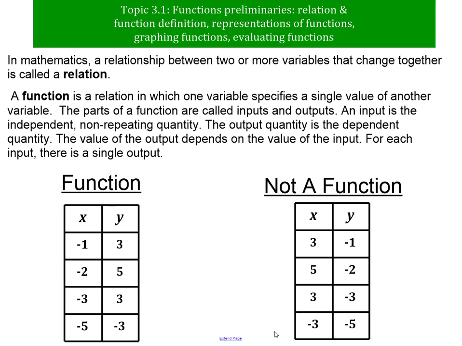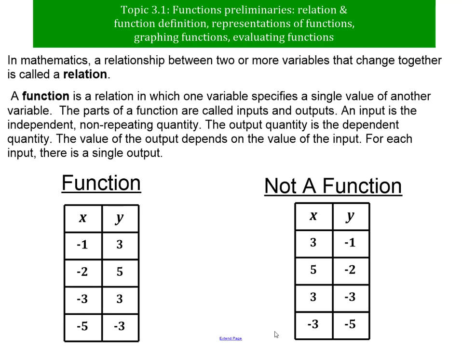something called one-to-one correspondence. And what that means is that the independent variable, or the input, is a non-repeating quantity. It's only matched with one value of the output. One-to-one correspondence. So for every input, there's just one output.